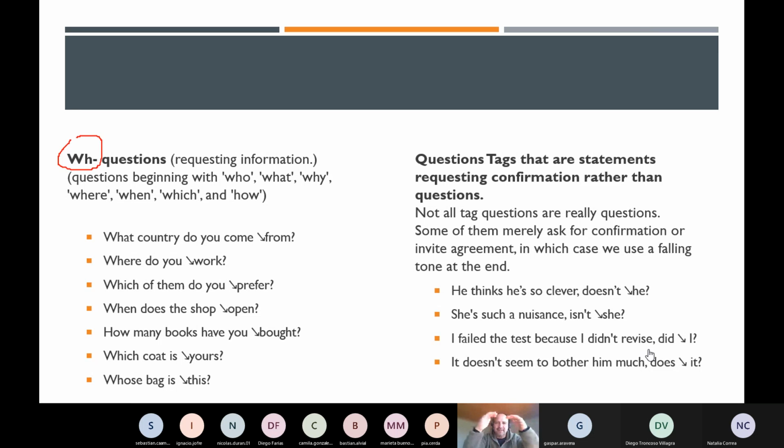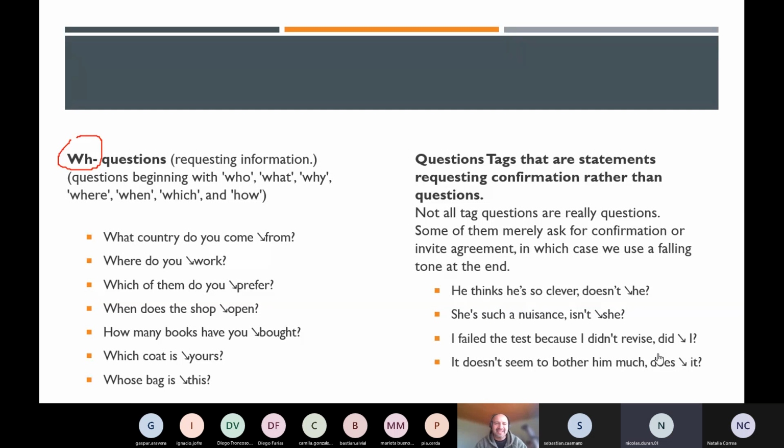So, Sebastián, Nicolas. He thinks she's so clever, doesn't she? He. Good. She's such a nuisance, isn't she? I failed the test because I didn't revise. Did I? It doesn't seem to bother him much, does it?